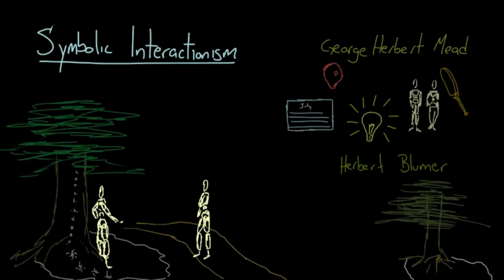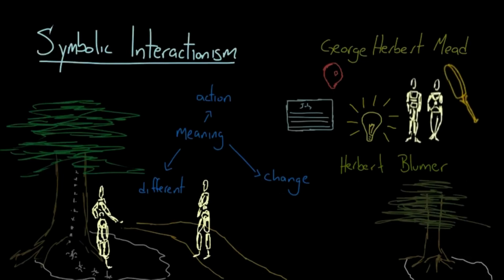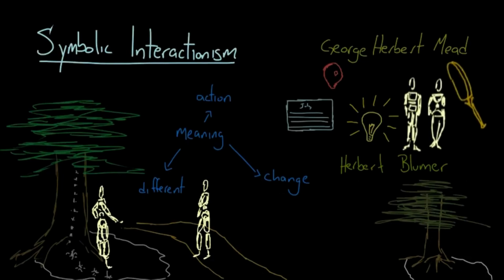So let's sum up the 3 central ideas of symbolic interactionism. They are that action depends on meaning, that different people assign different meanings to things, and that the meaning of something can change. But there are some criticisms to symbolic interactionism as a theory, because it doesn't ask the same questions as the large-scale sociology theories do. It is sometimes considered as supplemental rather than a full theory, because it is restricted to studying small interactions between individuals.